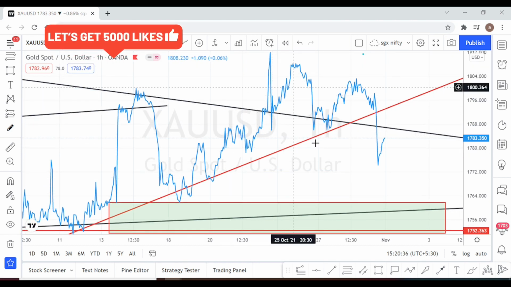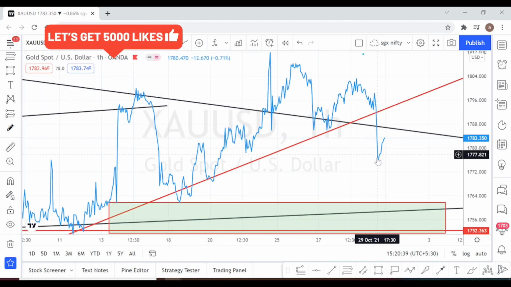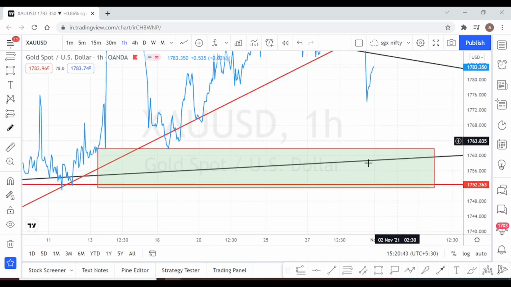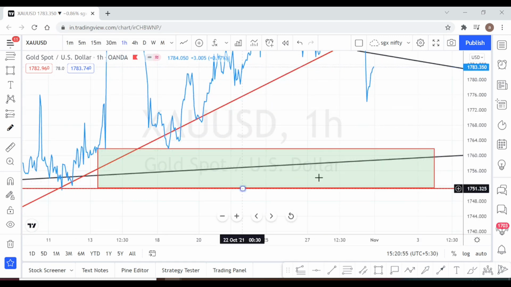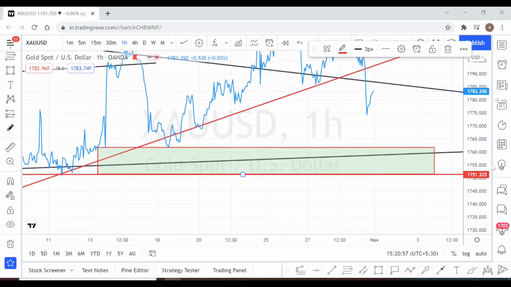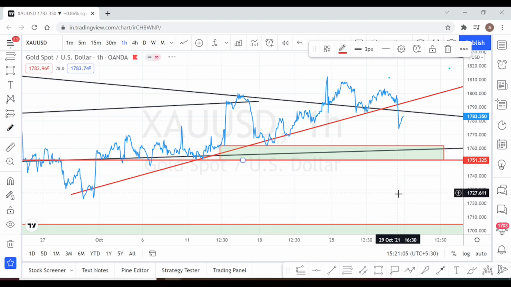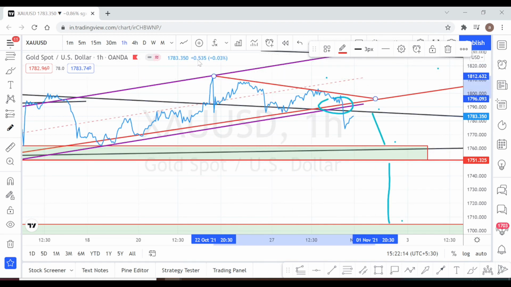It has formed a very nice double top pattern in the daily time frame also, and we can expect the market to fall a little further and test this support line over here. If it breaches this support line, we can expect it to fall further. Presently, it is on a downtrend in the hourly time frame. Let us do the analysis in the 30 minutes time frame.